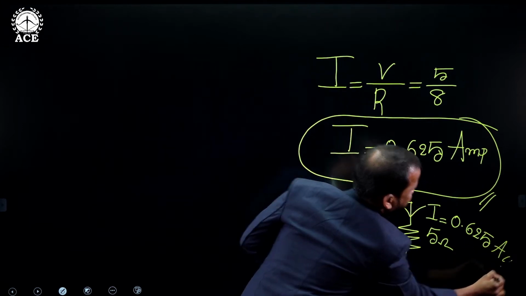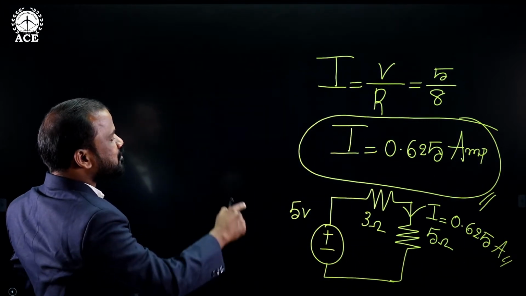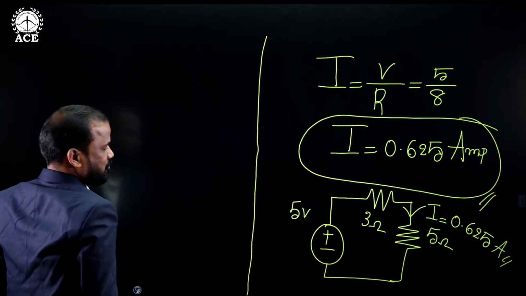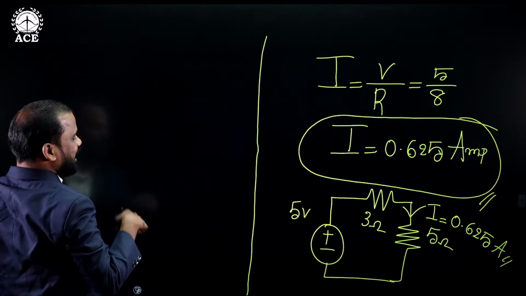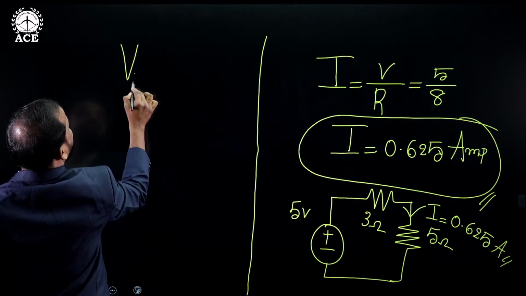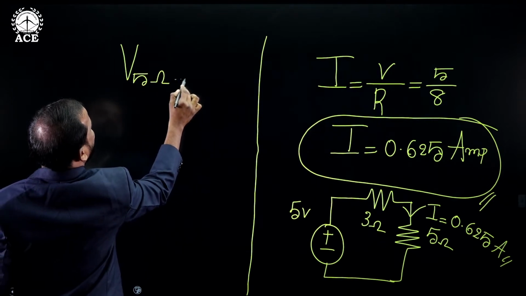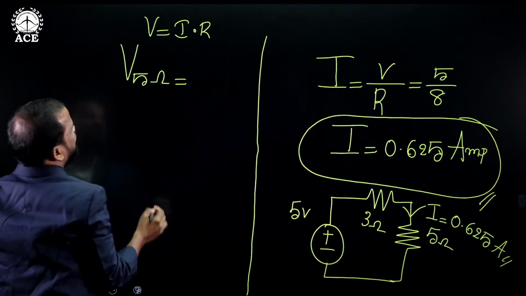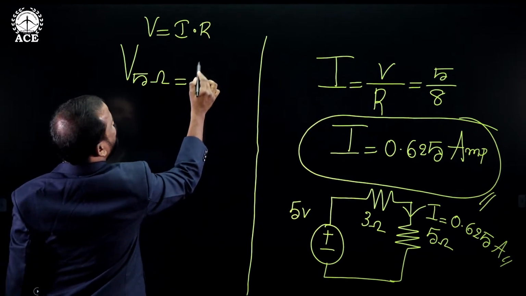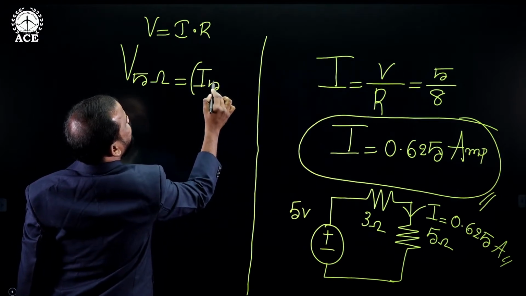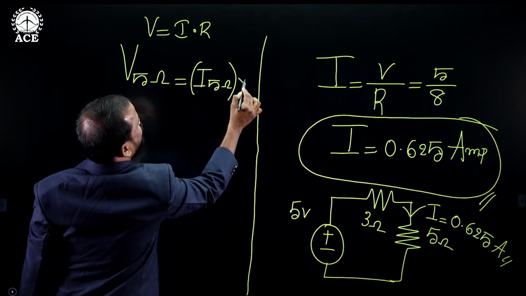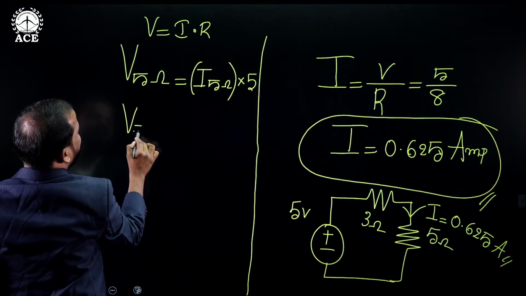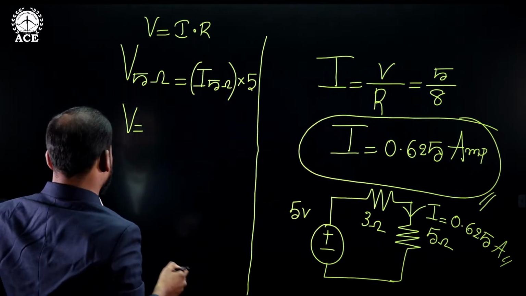0.625 amperes. Okay. Now if you know the value of resistance, and the value of current flowing through that resistance, you can directly find the voltage drop across that particular resistor. Got it? Now what do we actually require? We require the voltage drop across 5 ohms. Okay, so V is equal to I into R. As per this formula, the voltage drop across 5 ohms is equal to the current flowing through 5 ohms into the value of 5 ohms. Okay. So we already calculated the value of current, 0.625.